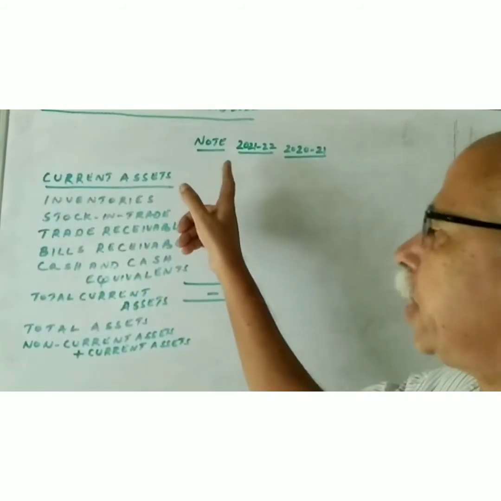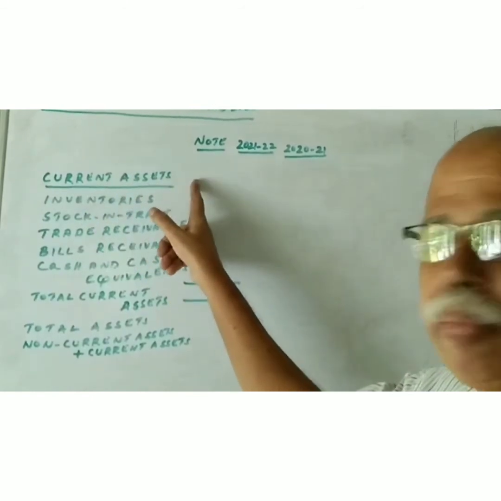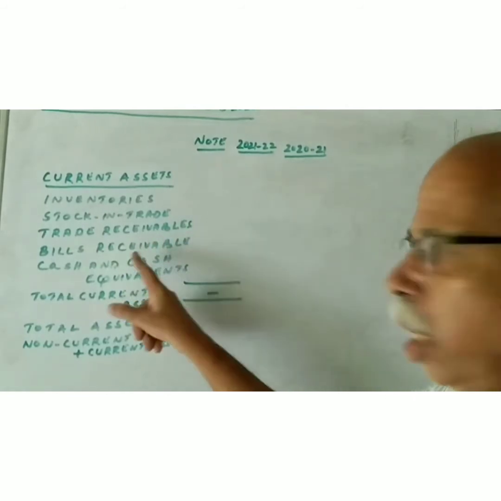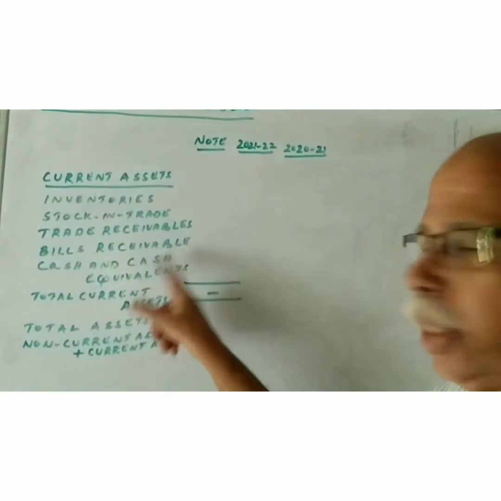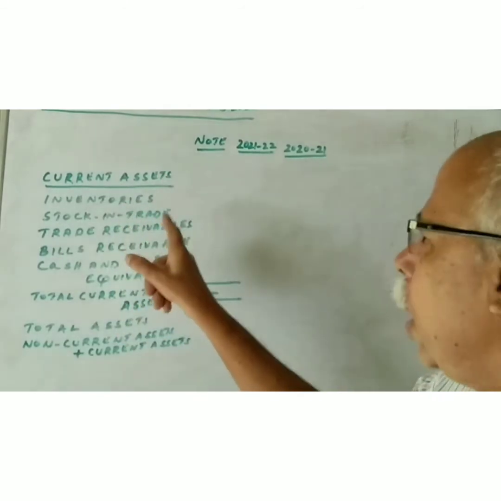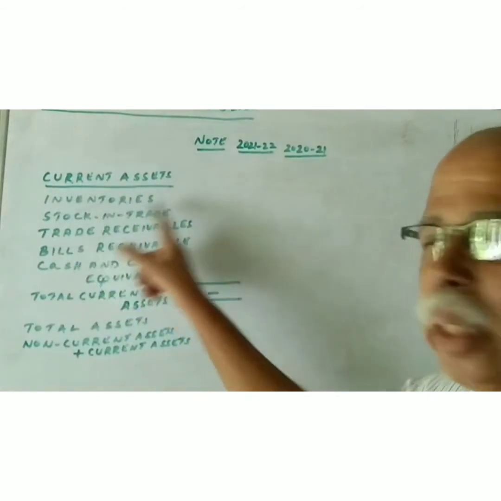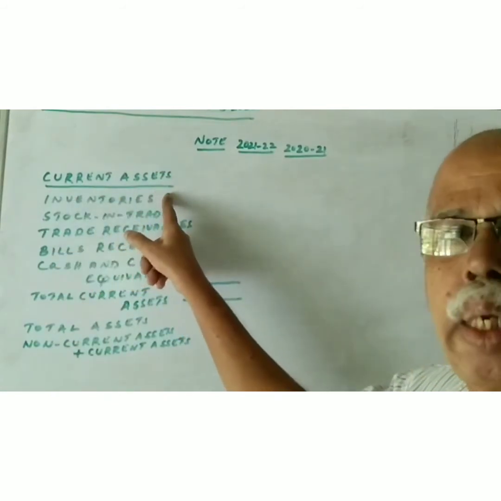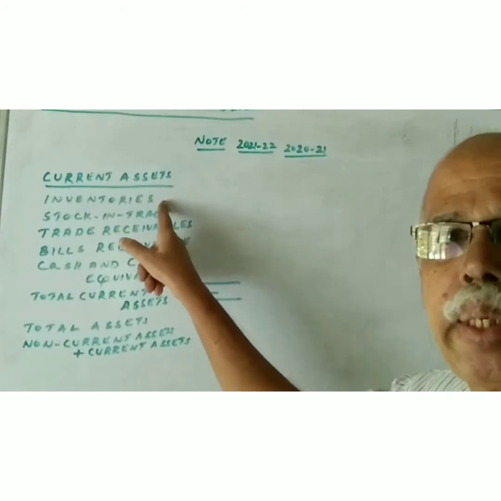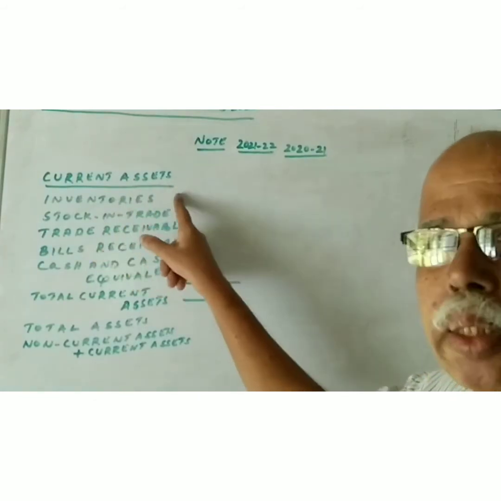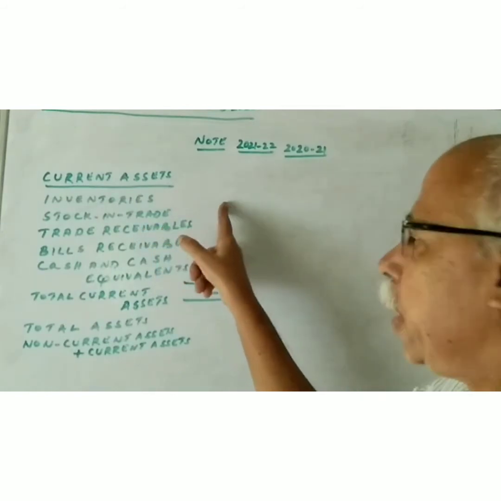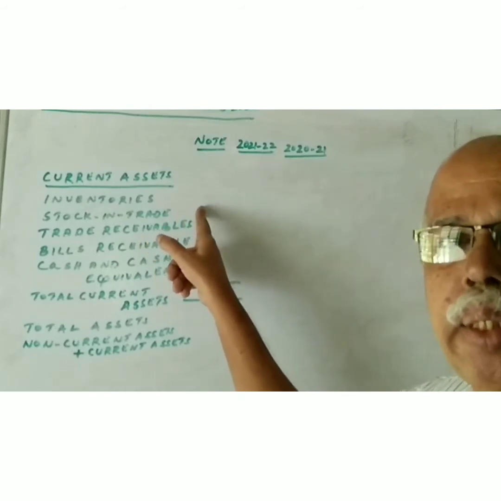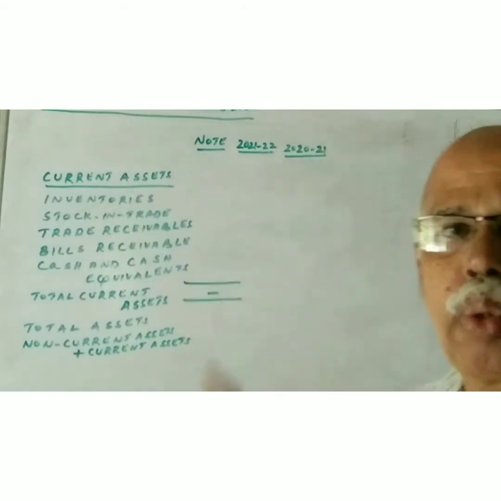Now current assets. Under current assets come inventories, stock in trade, trade receivables, bills receivable, cash and cash equivalents. You may now be wondering what is the difference between inventories and stock in trade. There is a clear difference. These represent raw materials purchased by a company, work in progress and finished goods of that company. Stock in trade, on the other hand, are items purchased from other companies to be sold with their goods.